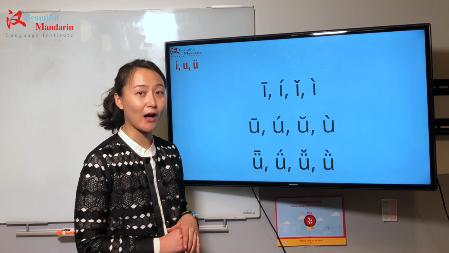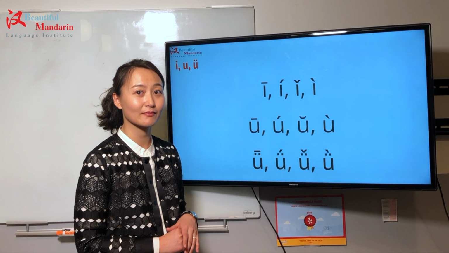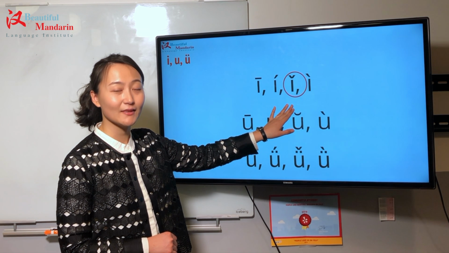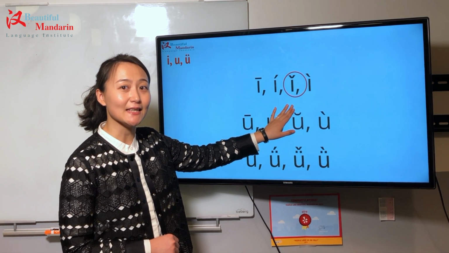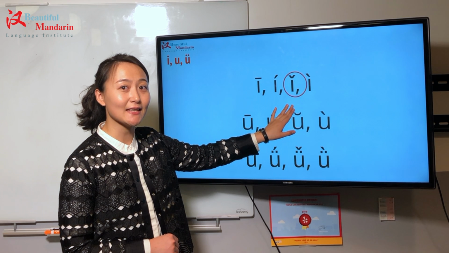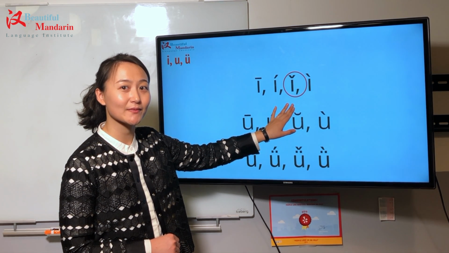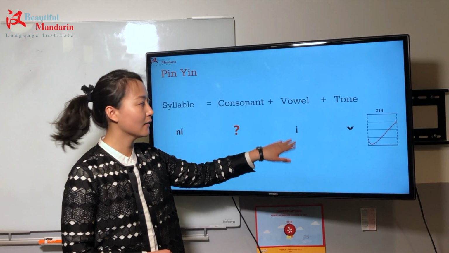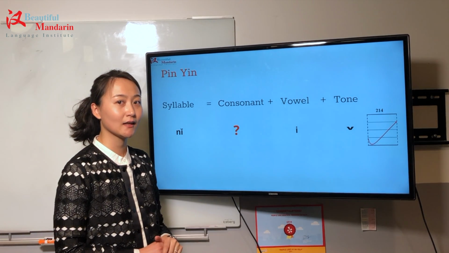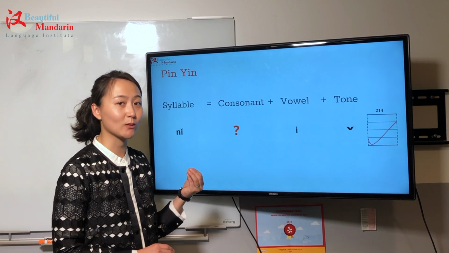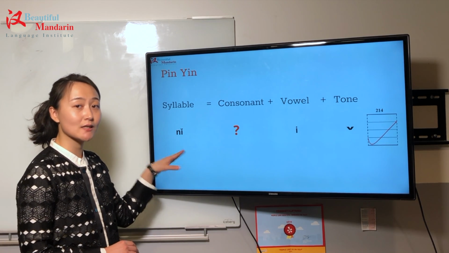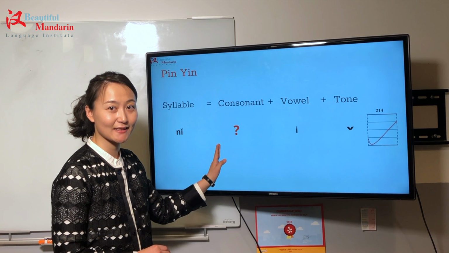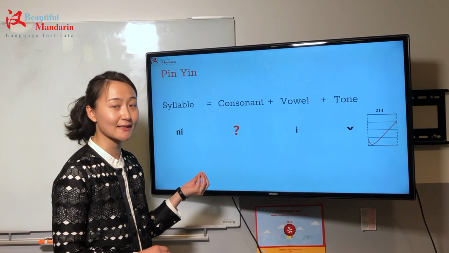Can you find which vowel is in 你? Yi, ni, yi, ni. Did you find it? Now that we have yi, and we're trying to make the sound ni. So what are we missing here? We're missing the consonant. So now let's take a look at all the consonants in Mandarin.